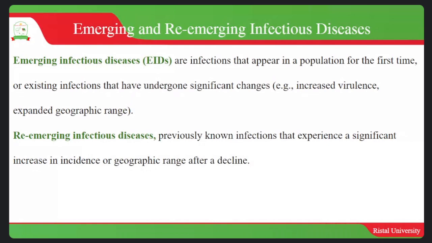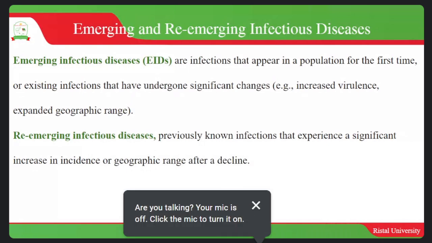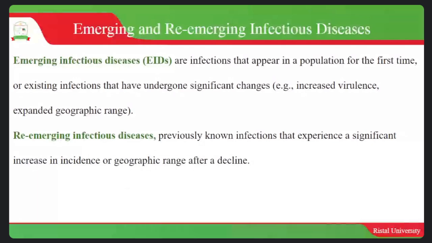They can also decline due to development of resistance to treatment or interventions. And these diseases spread to new areas or populations. They may include TB, measles, among others, as we are going to look at them.